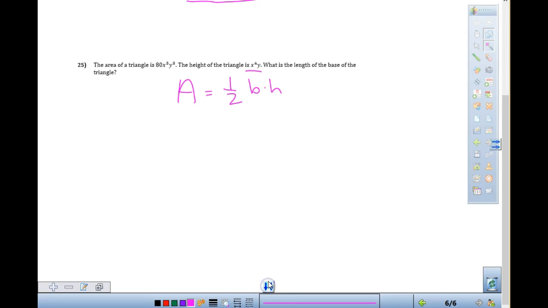So if you were going to fill in number 25, what would you put for area? What did they tell us? 80 x to the 5th and y to the 2nd. I don't care if you go with 1/2 or 0.5. And we don't know the base, right? Oh, y to the 5th. So 1/2, we don't know our base, so that's what we're going to be solving for, but we know our height. And our height in this case was x to the 4th and y.